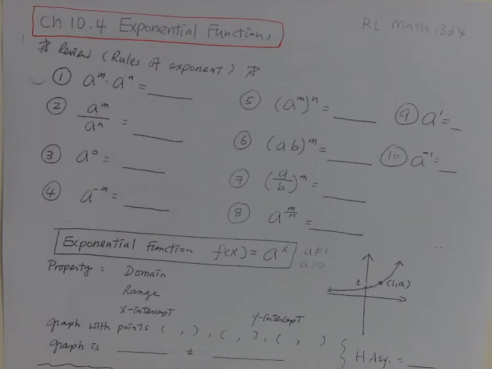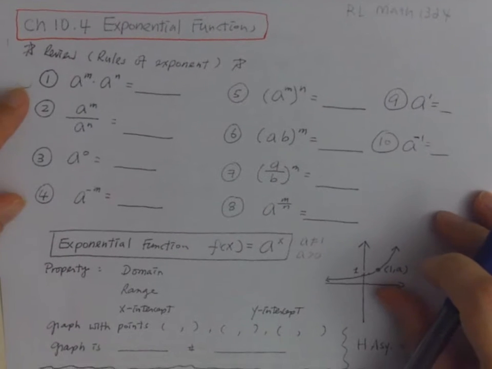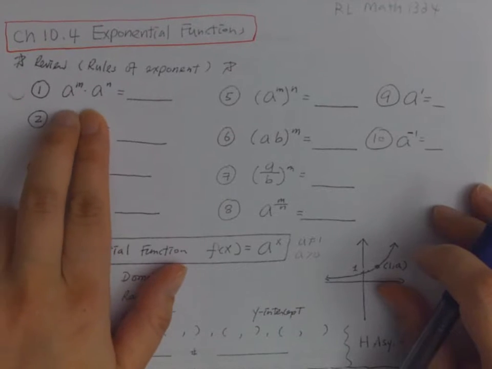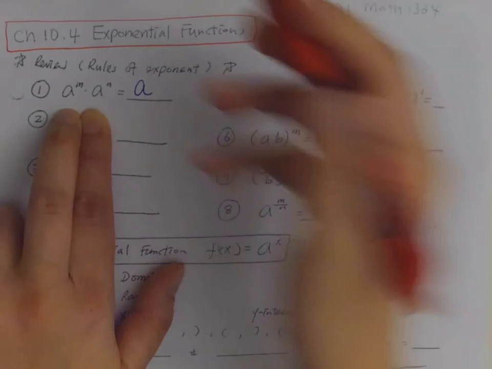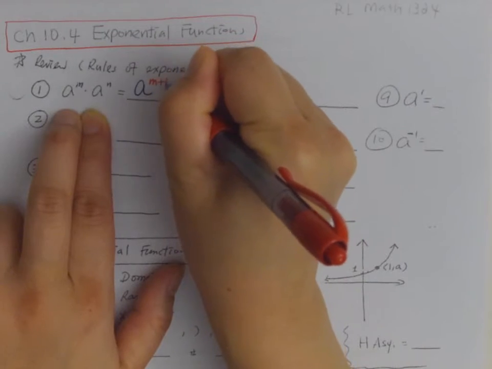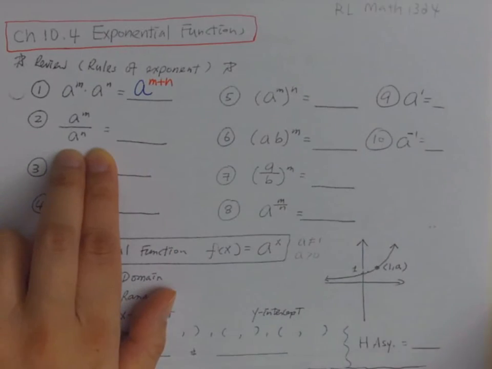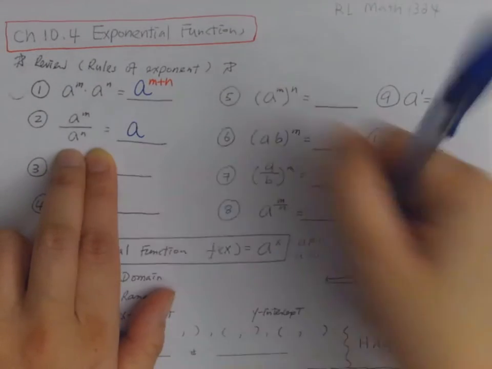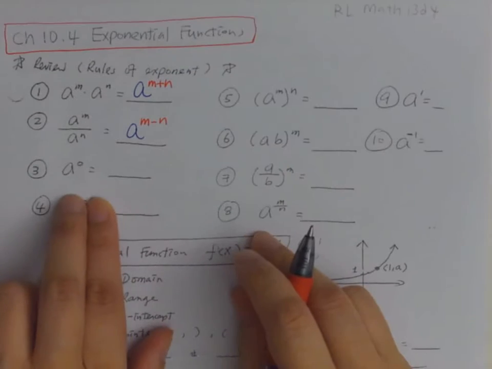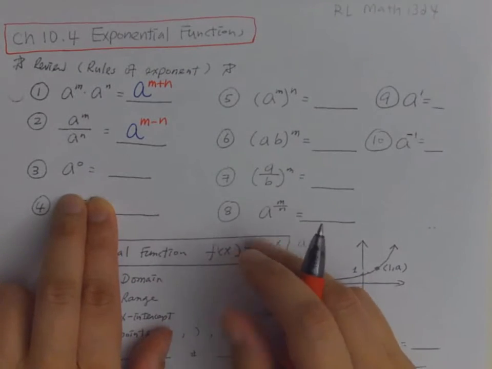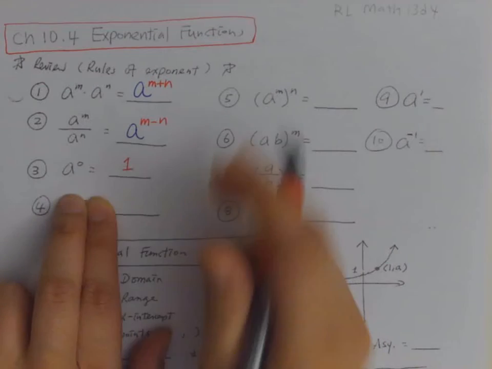Okay, this is about exponential functions. At the beginning of the semester, we talked about exponent rules, so we're going to come back to this. Remember, if we have the same base multiplying, what do we do with the exponents? We add them together. And if you have the same base dividing, we're going to do what? Subtract the exponents.